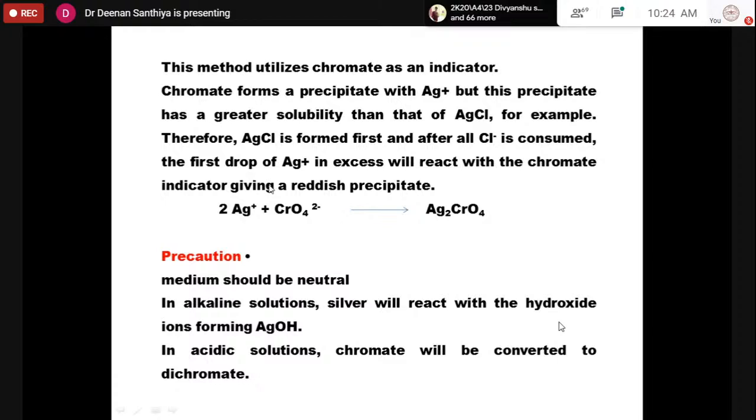For this titration, the medium should be neutral. The pH should be neutral. In alkaline pH, silver will react with hydroxide and silver hydroxide will form. In acidic solution, chromate will be converted to dichromate. These are known reactions, and these two things will interfere. So you have to conduct the experiment only at neutral pH. This is an essential precaution for the experiment.